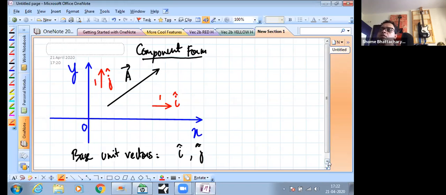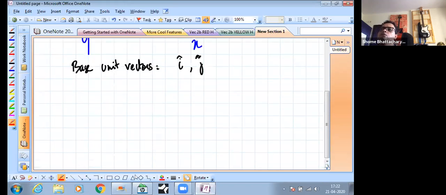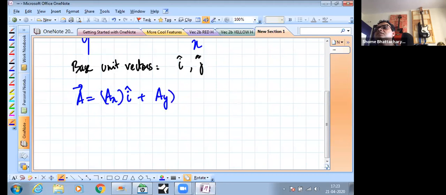Now, according to the component algebra, what I can do is represent the vector E in component form. It is written as some scalar quantity Ex multiplied by the unit vector i cap, plus some scalar quantity Ey multiplied by the unit vector j cap. This is how we write it.